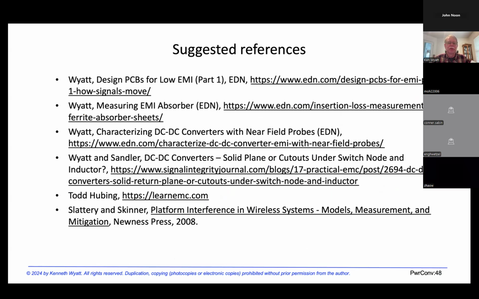So wrapping up, I've got some suggested references. The top bullet is my series of articles on designing PC boards for low EMI. And then if you want to read about EMI absorber, that ferrite absorber material, that's in the second bullet. And then I've got a couple articles on just how I characterize DC to DC converters with near field probes, and then the co-authored study with Steve Sandler is on there too.